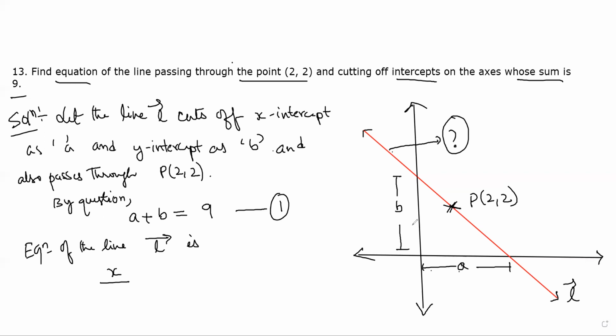Equation of the line L is, by the intercept theorem, x by A plus y by B equals 1.